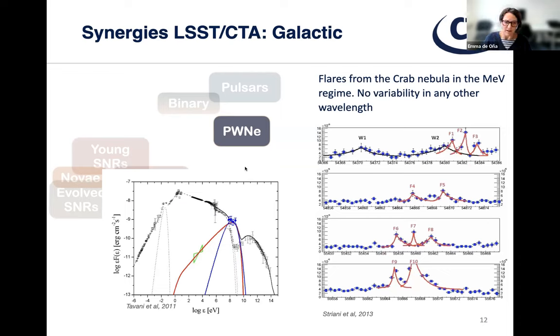But in this particular case, there is not just a steady emission that we would like to understand, but also transitional behavior. We have at least one case, the Crab Nebula, in which we actually see in the GeV how the nebula is flaring. I mean, we have a lot of transitional events, and there is nothing else at any other wavelength, so we really need multi-wavelength imaging.